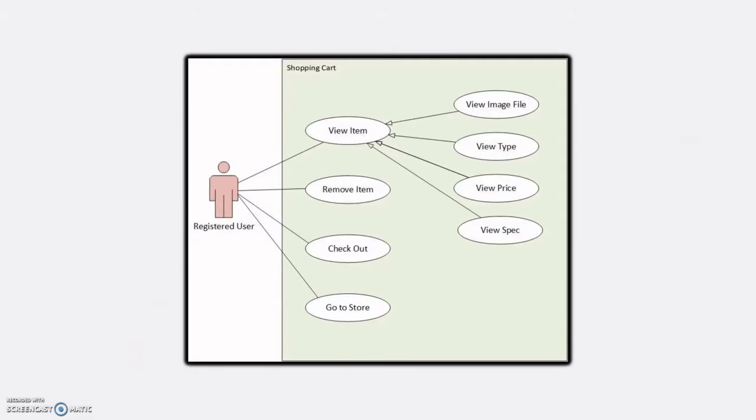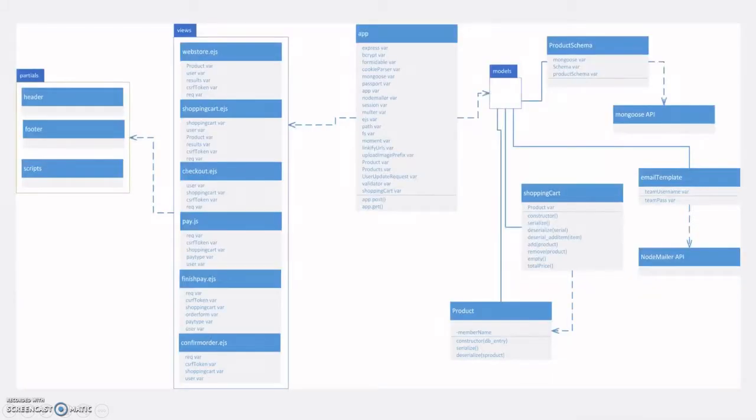Here's a use case for the shopping cart. You have to be a registered user to interface with the shopping cart. You can view item, which generalizes to view image file, view type, view price, view spec, remove item, check out, and go to the store. This is a use case diagram that concentrates on classes used by the web store.